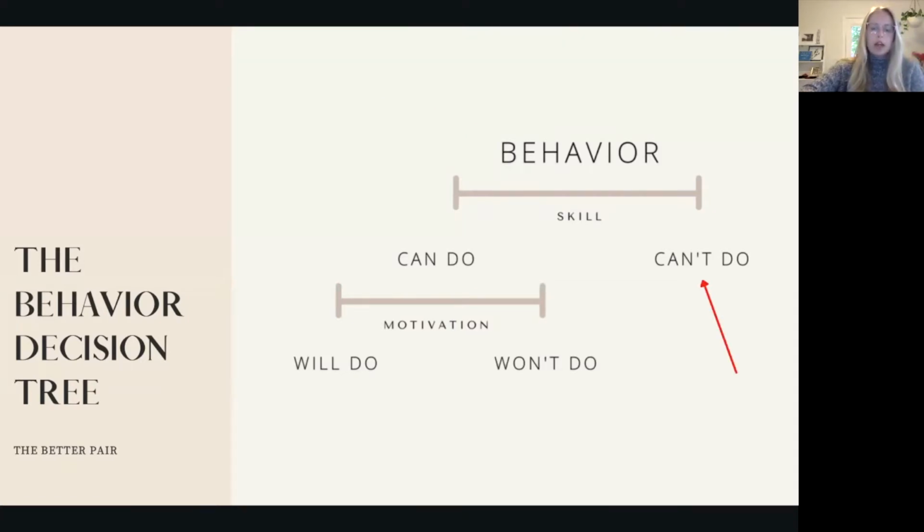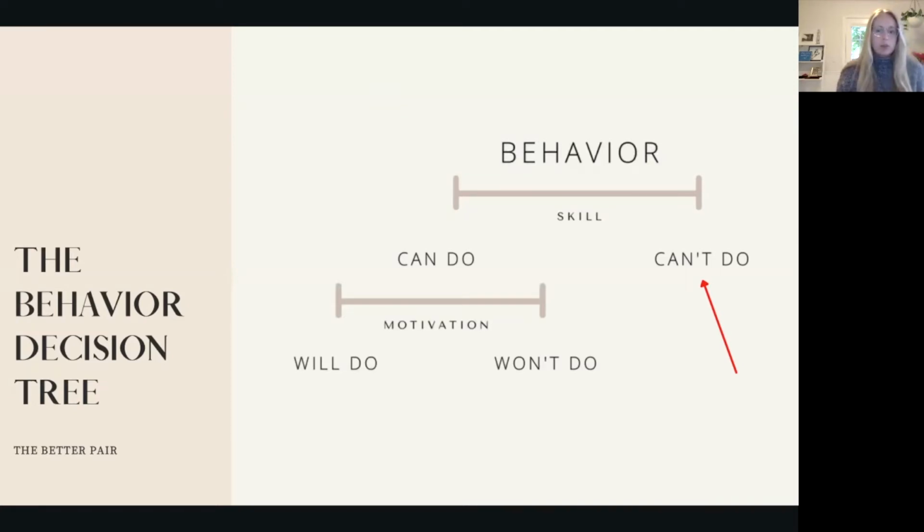So now we're going to look at the skill level. Can the child do the skill that I'm asking them to do, or can't they? When I ask a child to clean up, can they do it or can't they do it? If they can't do it, then we're going to ask ourselves, do they know the expectations of the behavior? Do they know what I expect of them when I say clean up? And then we want to look at which parts of the skill they can or can't do.